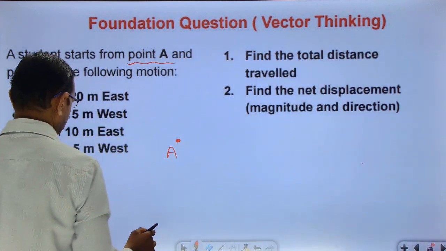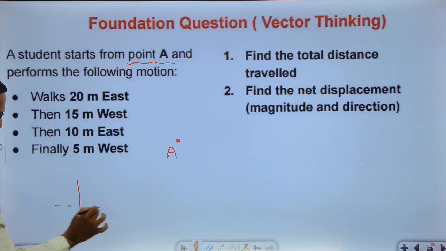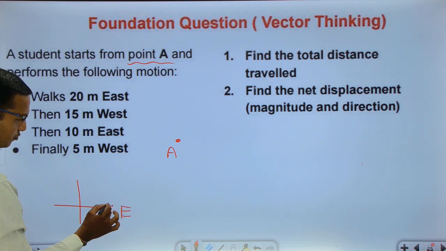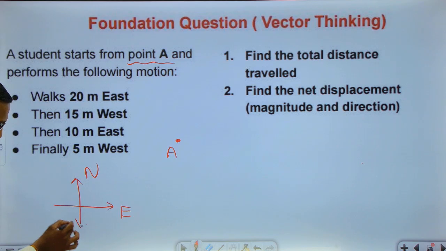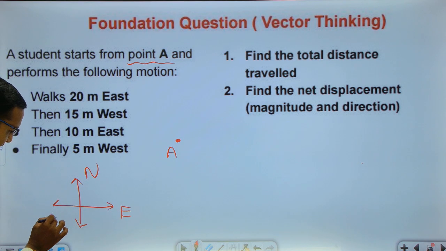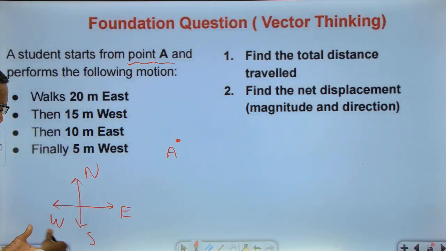First, what I'll do is I'll just define the directions. The rightward direction I'll call east. The upward direction I'll call north. The leftwards I'll call west. Downwards, south. So those are the directions.